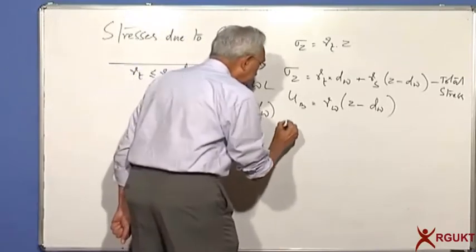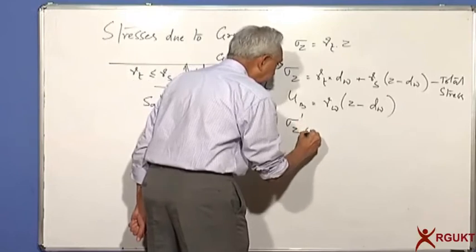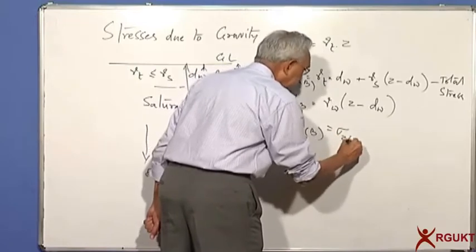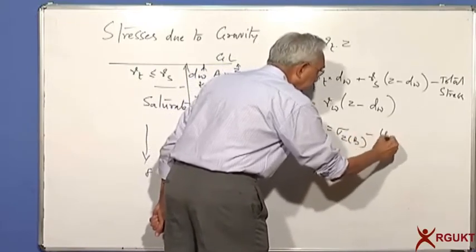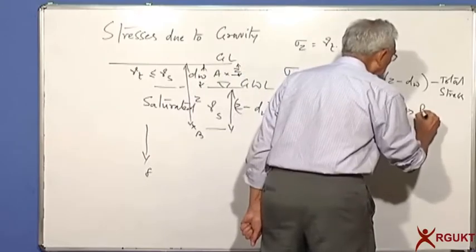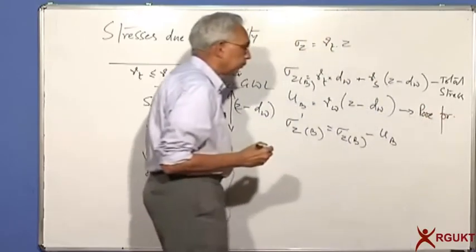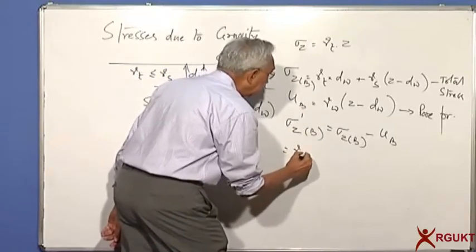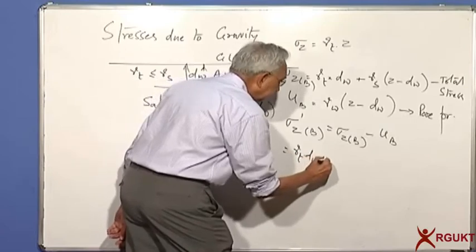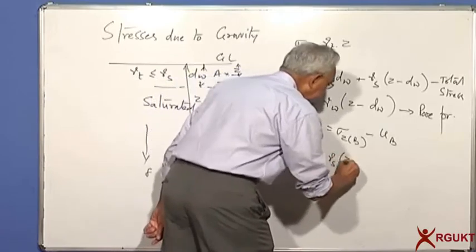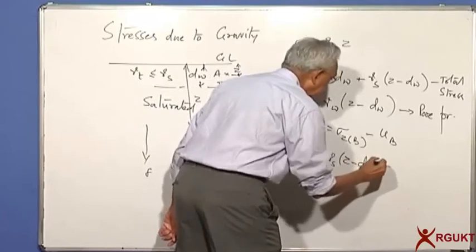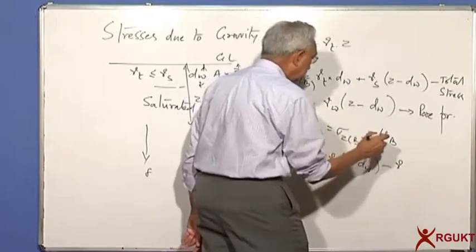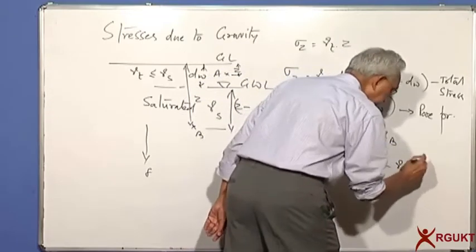So now we can call effective stress at point B is equal to the total stress at B minus pore pressure at B. So this we call as pore pressure, which is very simple to write, which is equal to subtracting those two, gamma T into dW plus gamma S into Z minus dW minus gamma W into Z minus dW, where uB is equal to gamma W into Z minus dW.